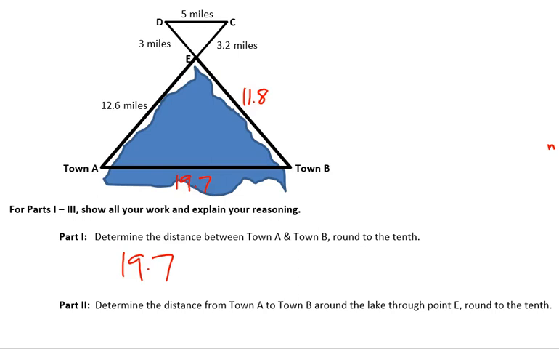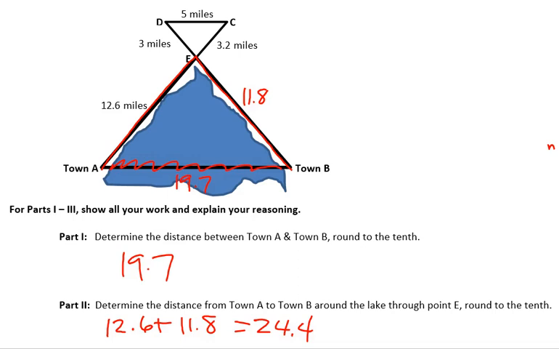When we do that, we're going to add together our 12.6 and our 11.8. So that's going this way, y'all, if we go around the lake versus across. So this would be where we would have built the bridge right here. That's 19.7, right? If we were to build a bridge. So the other one is going to be 12.6 plus 11.8, and that's 24.4 miles.